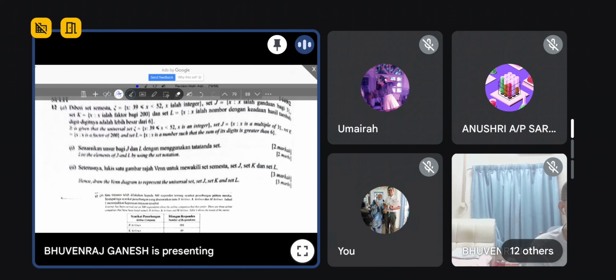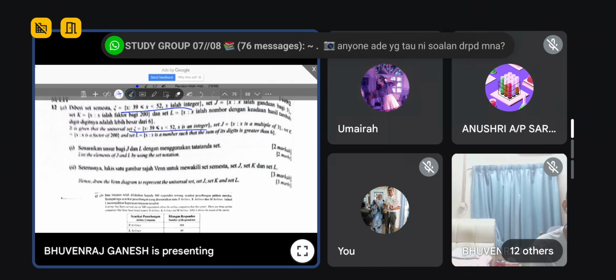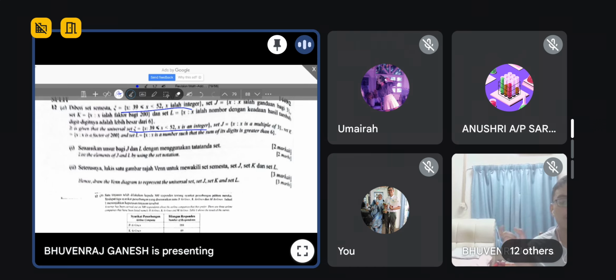Okay, so this one, they give you universal set. Sama dengan yang ni. Okay, so guys, universal set, you must senaraikan semua lah. You have to state every single element. Okay, so can you all tell me roughly what is the range of the universal set number you must senaraikan? Apa julat nilai?